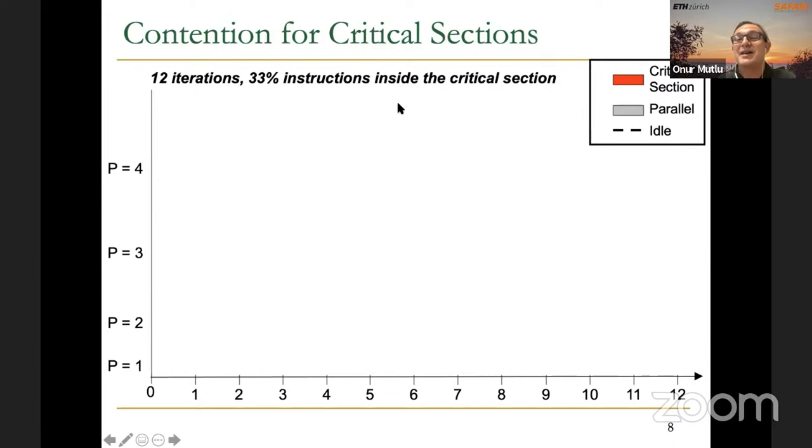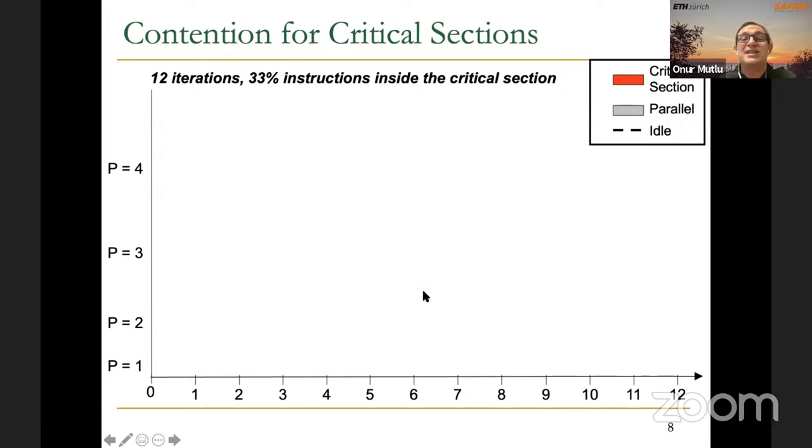Let's do a thought experiment. It's always good to do a thought experiment whenever you're doing research, because that thought experiment enables you to understand the problem in a fundamental way. So what I'm going to show you is the execution time of essentially a loop that has 12 iterations, and it has 33% instructions inside a critical section, which are going to be marked with this red part. And the parallel part is going to be gray.